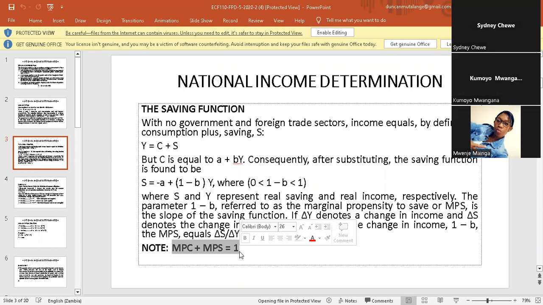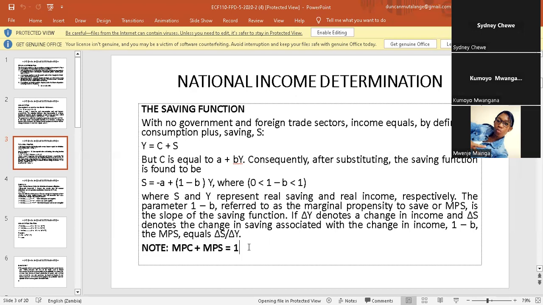So how did we come up with that? We came up with that because of this. The MPC plus MPS should always be equal to 1. That's an identity. So MPC plus MPS is always equal to 1.